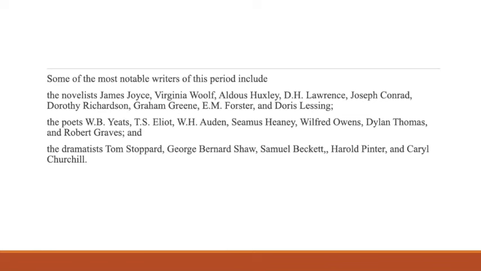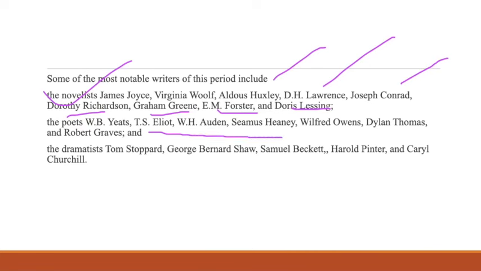Now, some of the notable writers of this period: as far as the novelists are concerned, we have James Joyce and Virginia Woolf, who wrote stream of consciousness novels. We have Huxley, D.H. Lawrence, Conrad, Dorothy Richardson, Graham Greene, E.M. Forster. These are the important novelists. Poets are T.S. Eliot, Auden, Seamus Heaney, Wilfred Owen, Dylan Thomas, and Robert Graves. And dramatists are Thomas Stoppard, G.B. Shaw, Beckett, Pinter, and Caryl Churchill. So these are the important writers of this period.